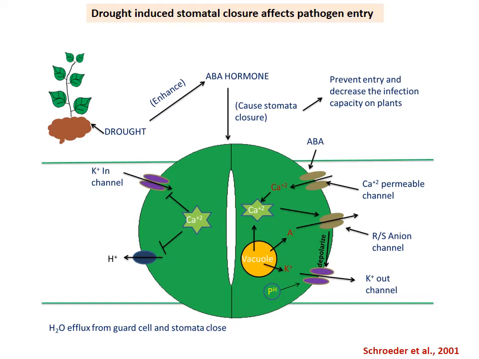As you can see in the diagram, there are two types of anion channels, R type and S type, activated by cytosolic calcium, which is triggered by ABA. After activation of anion channels, anions are released from the guard cells through these channels, causing depolarization. Due to the change in membrane potential, potassium in channels are deactivated and potassium out channels are activated, resulting in K plus efflux from the guard cells. Continuous efflux of potassium ions and anions leads to loss of guard cell turgor, resulting in stomatal closure.